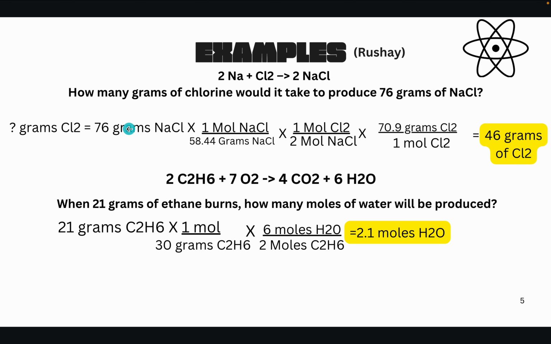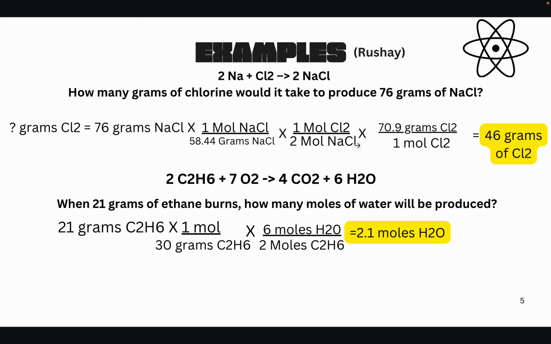So now this is converted to moles here. Then we use the molar ratio to Cl2. So there's 1 Cl2 and 2 moles NaCl. And we want to get rid of NaCl and we want chlorine. So we put chlorine on the top, NaCl on the bottom.